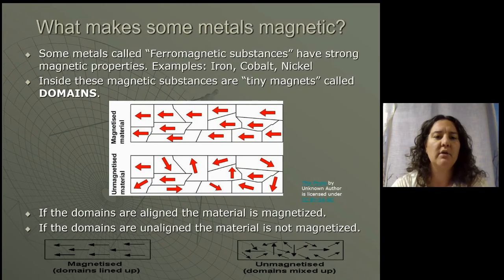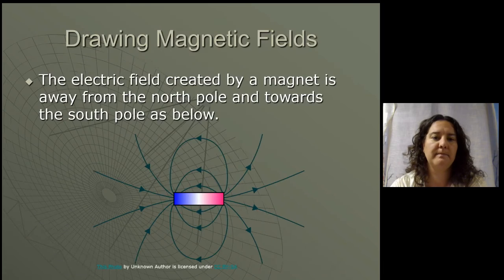Some metals called ferromagnetic substances have magnetic properties, like iron, nickel, and cobalt. Inside these magnetic substances are tiny magnets called domains. And if the domains are all able to align, the material is magnetized. And if the domains are not able to align, the material is not going to be magnetized.